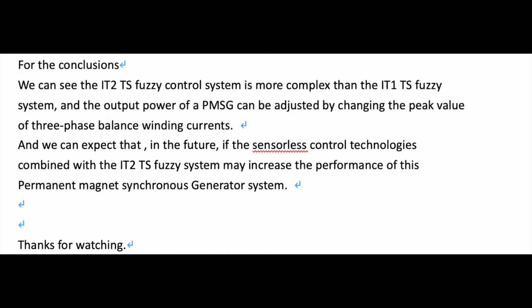For the conclusions, we can see the IT2TS fuzzy control system is more complex than the IT1TS fuzzy control system. And the output power of a PMSG can be adjusted by changing the peak value of the three-phase balanced winding currents. And we can expect that in the future, if sensorless control technologies are combined with the IT2TS fuzzy control system, they may increase the performance of the permanent magnet synchronous generator system.